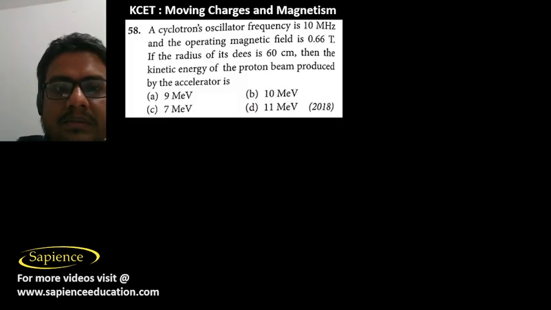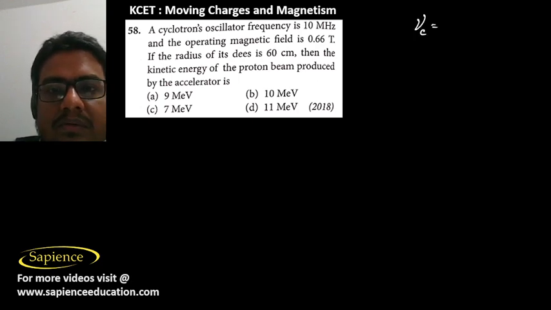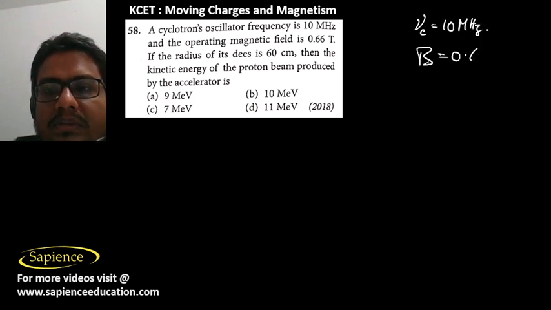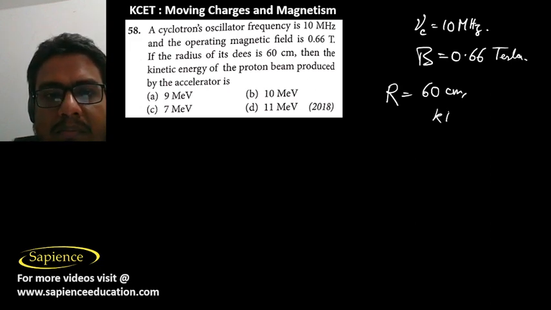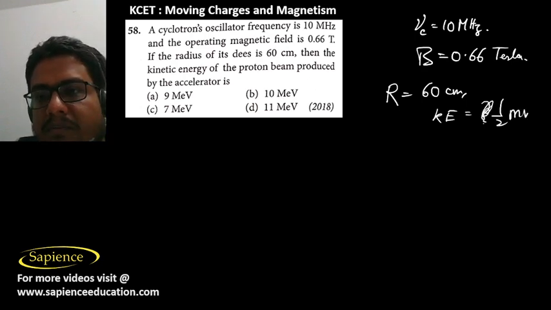In question number 58, it is told a cyclotron oscillator frequency is 10 megahertz, and the operating magnetic field is 0.66 Tesla. If the radius of the D's is 60 centimeter, then how much is the kinetic energy of the proton beam produced by the accelerator? Now kinetic energy is obviously half mv square.